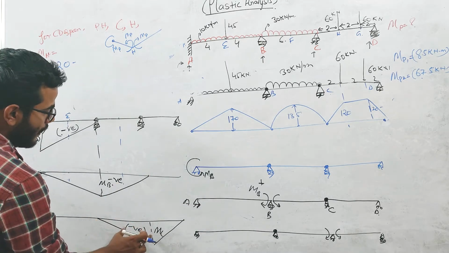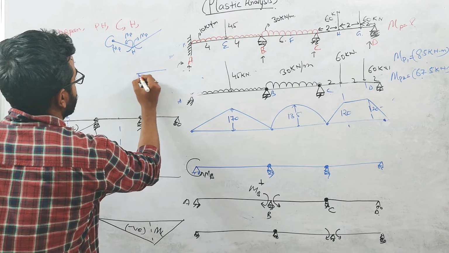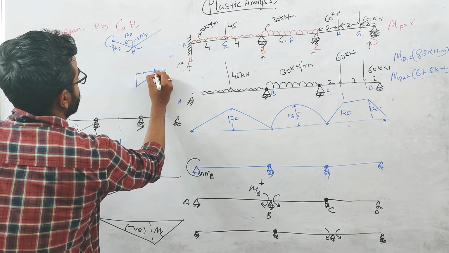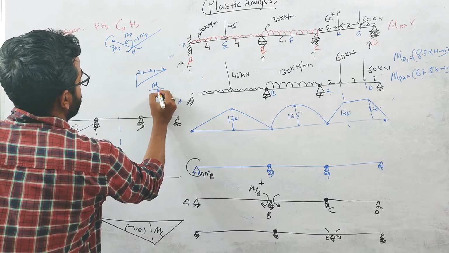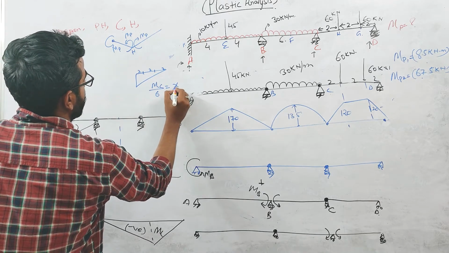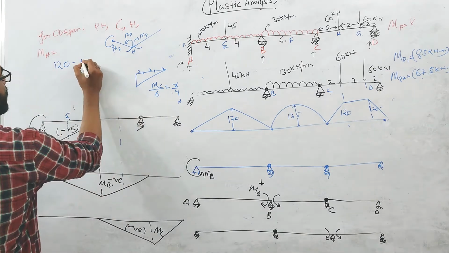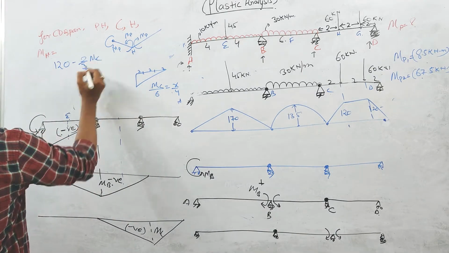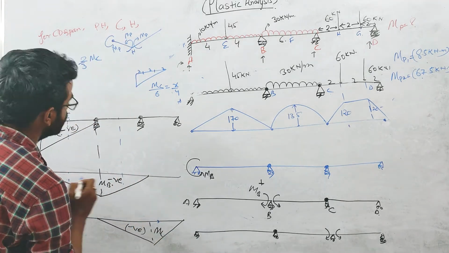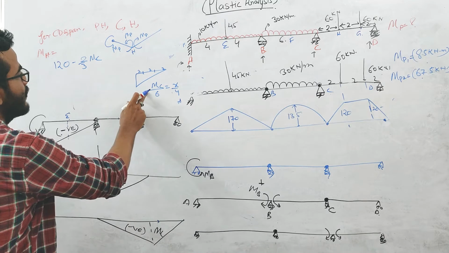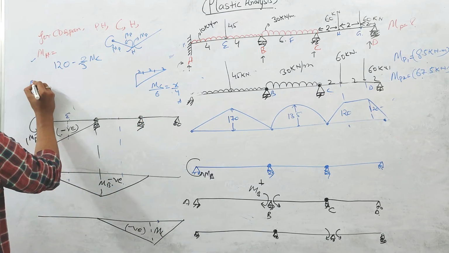And due to MC, by linear interpolation, this is 2, this is 2, this is 2, so MC by 6 equals X by 4. So this will be 2 by 3 of MC. So the moment at this H point is 2 by 3 MC, and that we have calculated using linear interpolation, right? So for the plastic collapse, MH equals MP.